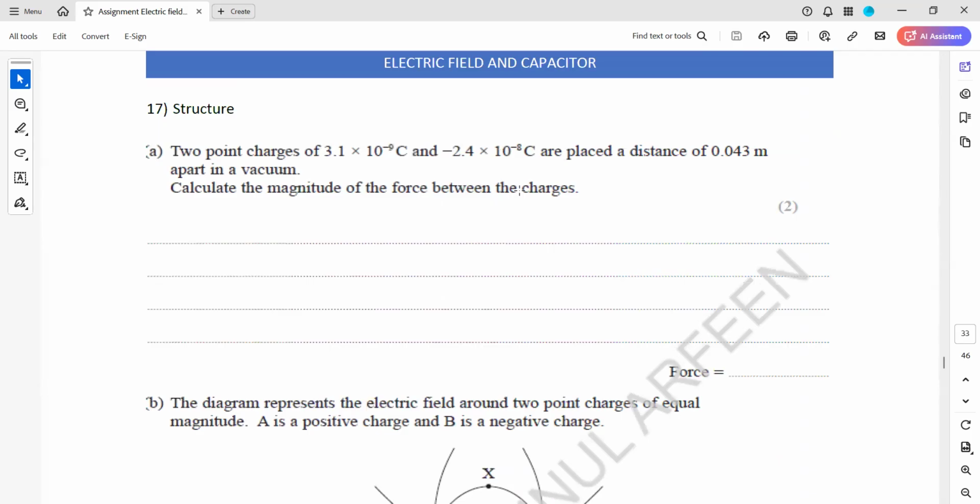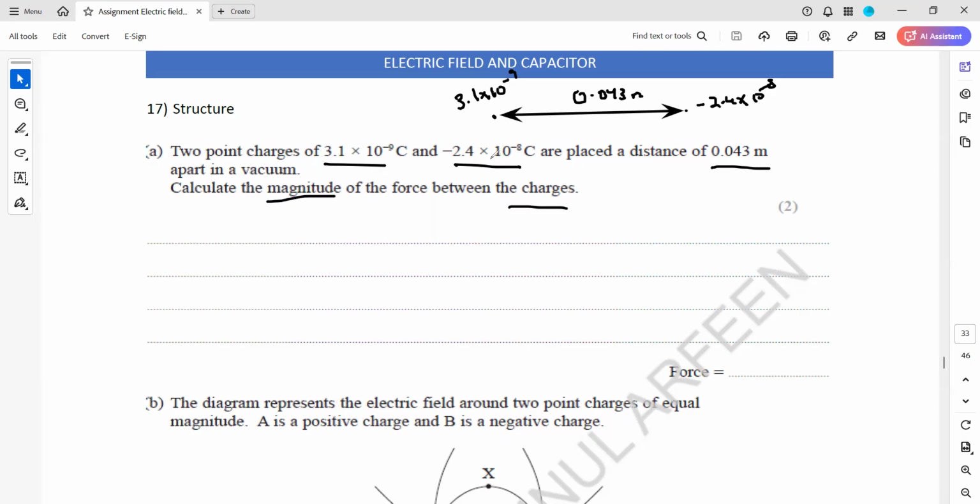Question 17, 2 point charges are there. When we say it's a point charge, it means the size of the charge is negligible, so we can ignore the size of the charge. 2 point charges, 3.1 into 10 to the power minus 9 coulombs and minus 2.4 into 10 to the power minus 8 coulombs, are placed at a distance of 0.043 meters. The distance between the charges is the same as the distance between their centers. Calculate the magnitude of the force between the charges.